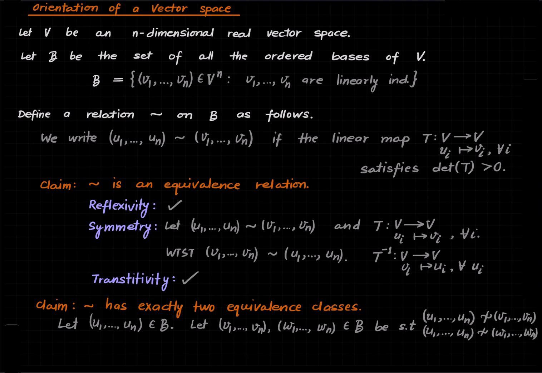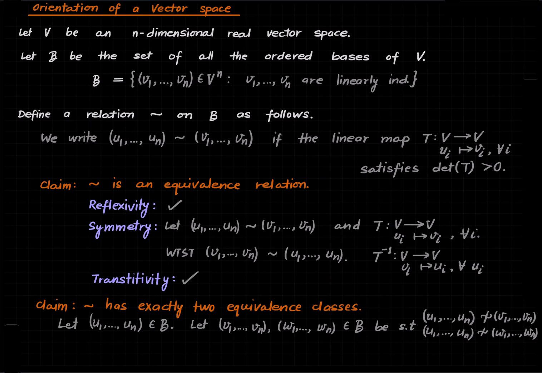So if you pick two things which are not in the equivalence class of this guy, we would show that these two things are equivalent, and that will show that there are exactly two different equivalence classes. First of all, there are at least two different equivalence classes, because you just pick any invertible linear map whose determinant is negative, and then you can create something inequivalent to this guy. So I'll leave you to prove that there are at least two equivalence classes.